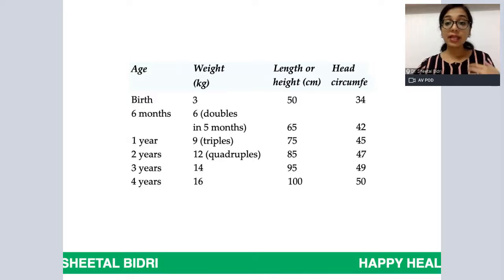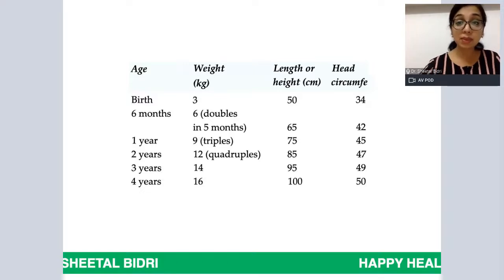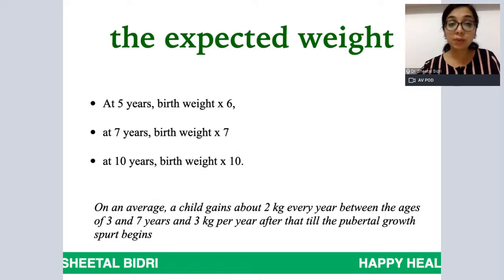If we start off with the weight, in an average Indian baby, the birth weight is usually 3 kgs. It doubles in 6 months, triples by the first year, and quadruples in the second year, and then it goes on in the third and fourth year. So at 5 years, we can multiply the birth weight by 6, by the 7th year the birth weight is multiplied by 7, and by the 10th year it is multiplied by 10. This way we can find out the expected weight of that particular child.